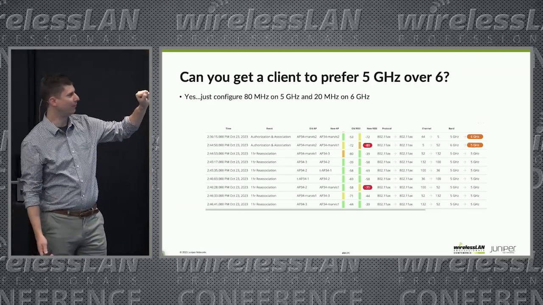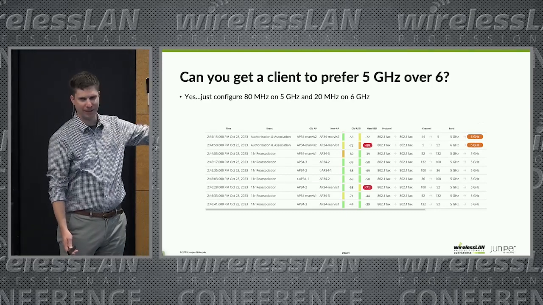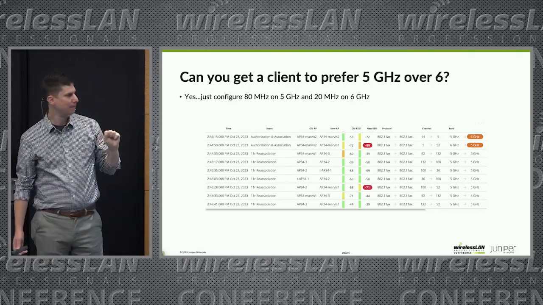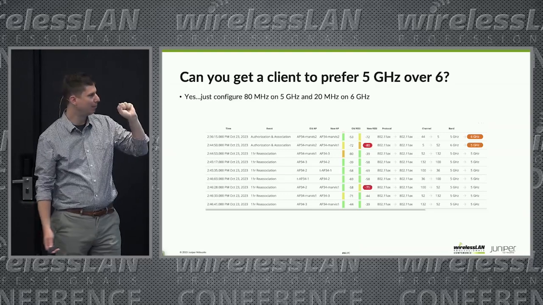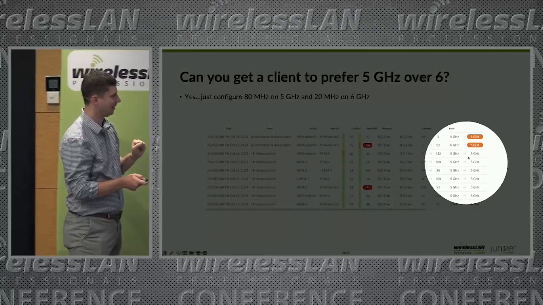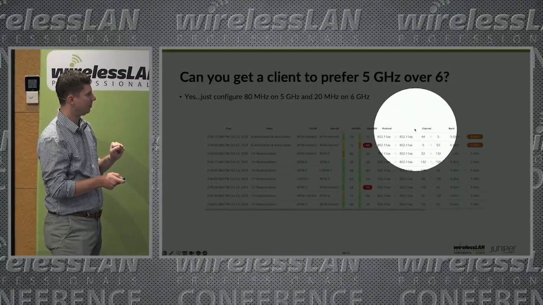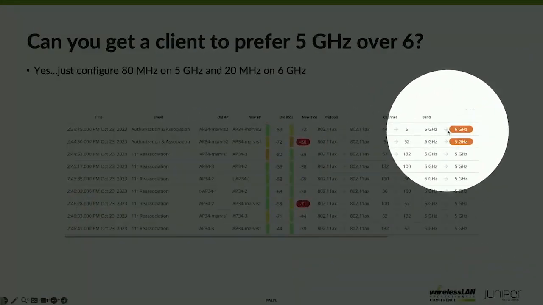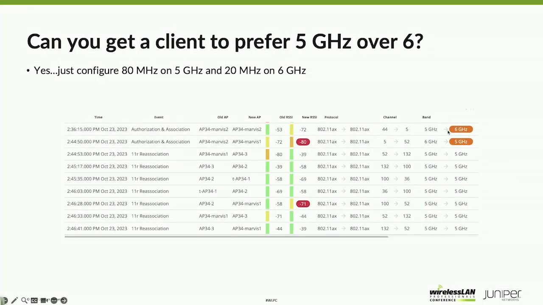So if you were to configure 80 megahertz in 5 gig and 20 megahertz in 6 gig, then the clients prefer 5 gig. Again, look at this column. Here's the previous association connected on 6 gig, and then as soon as I change to 20 megahertz on 6 gig, connect on 5 gig and walked around, client stayed on 5 gig. So this may be useful. I don't know. People do weird things, have weird use cases. But yes, you can actually get clients to prefer 5 gig.